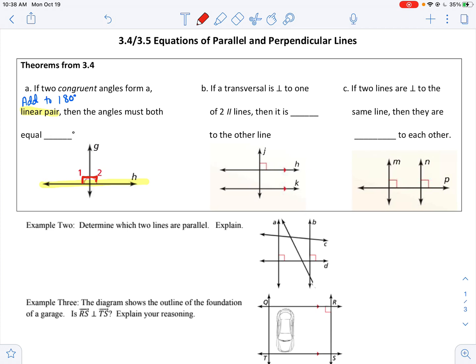And let's check. Let's see if we are correct. So angle 1 and angle 2, they're congruent, right? By our right angles congruence theorem. So they're congruent and they form a linear pair. So let's check. Does 90 plus 90 get me 180? And it does. So they are a linear pair, which means that we are correct. By our right angles congruence theorem and the definition of linear pairs, those two must be 90-degree angles.